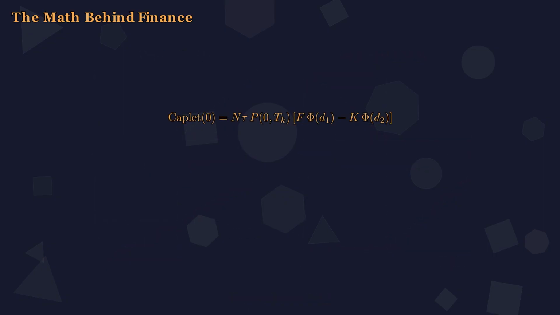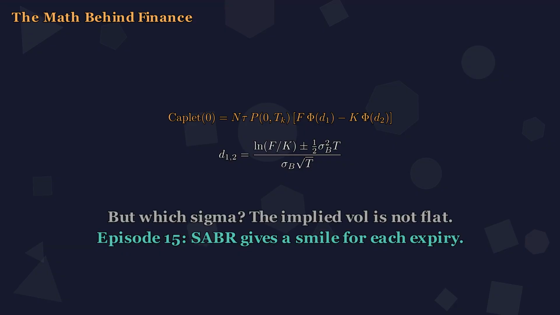To price these derivatives, the industry uses Black's 1976 formula, the same structure as Black-Scholes, but applied to forward rates instead of stock prices. The inputs are the forward rate F, the strike K, and a volatility sigma. But which sigma? If you recall episode 15, implied volatility is not flat. It forms a smile. The SABR model, originally built for equities, is now the industry standard for pricing interest rate caps and swaptions. The same math applied to a different market.